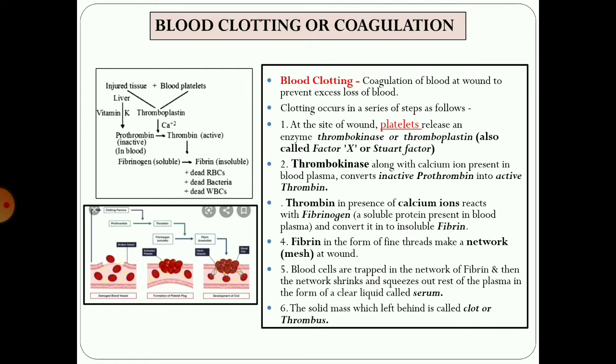Now let us go through the whole process once again quickly by looking at the flow chart. Injured tissue and the blood platelets both release thromboplastin or thrombokinase. This thrombokinase, together with calcium ions present in the blood, acts on prothrombin and converts it into active thrombin. Thrombin then acts on fibrinogen, which is in a soluble state, and converts it into insoluble fibrin. In this fibrin the blood corpuscles get entangled and form the clot.